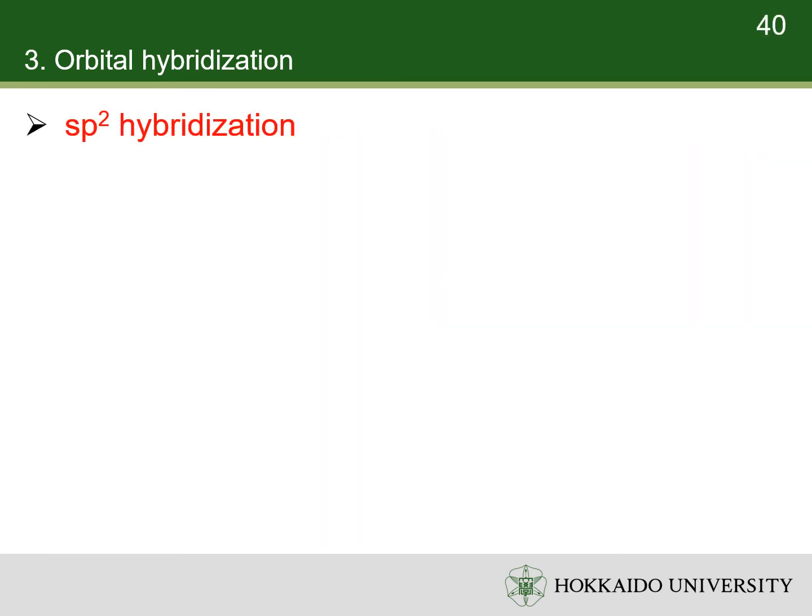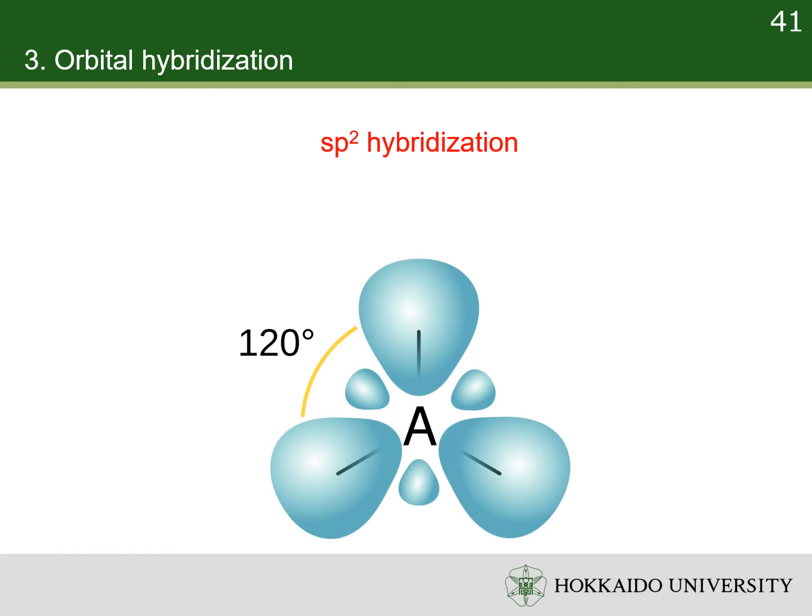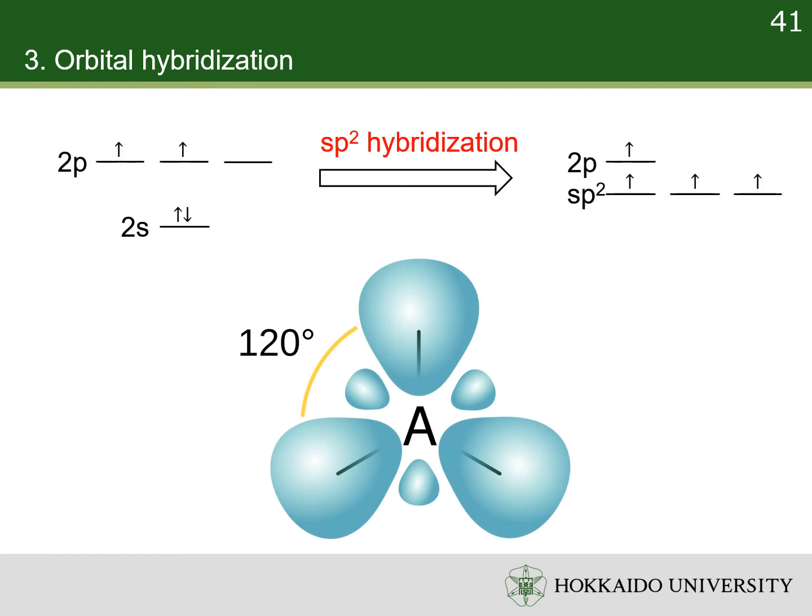The sp2 hybridization is the combination of the s orbital and 2 p orbitals. Here, I use the hybridization of 2s, 2px and 2py orbitals as an example. Again, you have to remember the shapes and electronic configurations of the sp2 hybridized orbitals. The hybridized orbitals have identical energy.